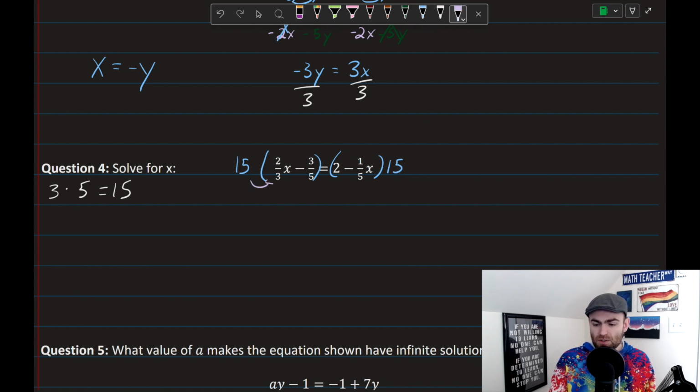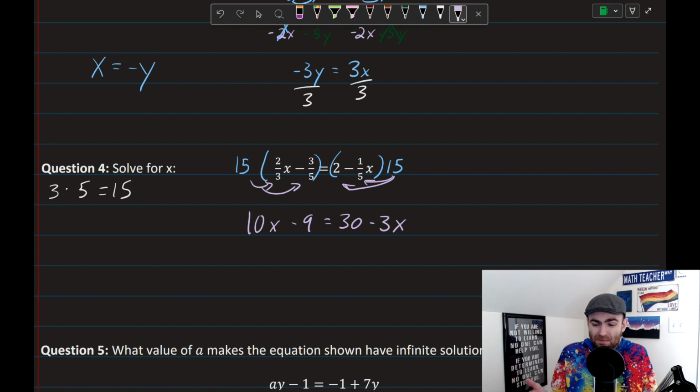In order to multiply, we're going to distribute. 15 times 2/3 x is 15 divided by 3, which is 5, times 2, which is 10x. And then 15 divided by 5, which is 3, times negative 3 would be negative 9. Same way over here, we're going to distribute here. 15 times 2 is 30. And then 15 times negative 1/5 x is 15 divided by 5, which is 3, times negative 1, negative 3x.